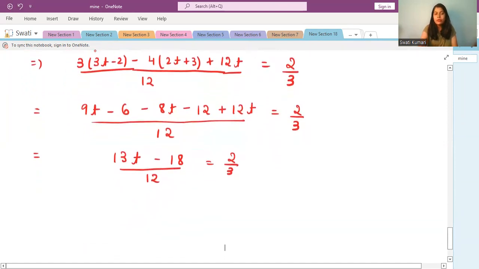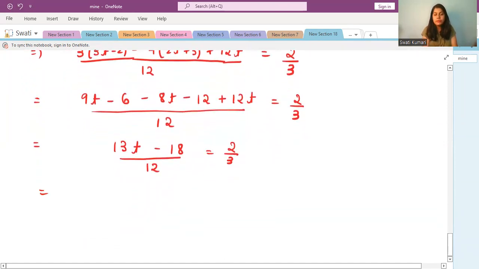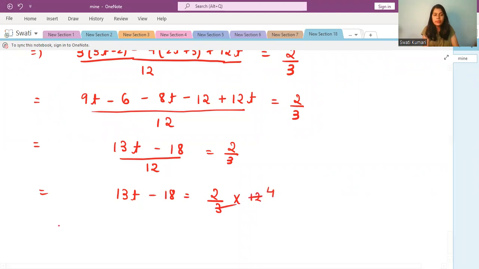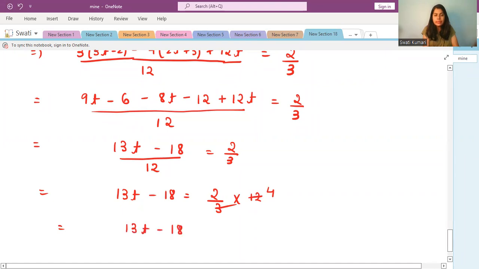Now, how can we solve this? We are going to first shift this 12 to the other side. So writing this 13t minus 18 as it is and shifting this 12 to the other side, this 12 will get multiplied. So this will become 3 times 4 is 12, so this is basically 8. So this will become 13t minus 18 equals 2 times 4 is 8.